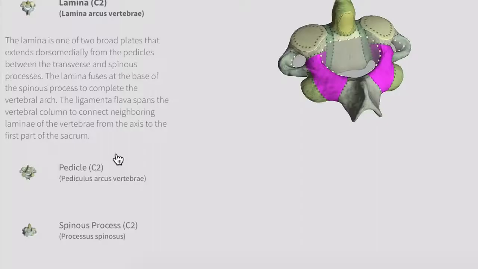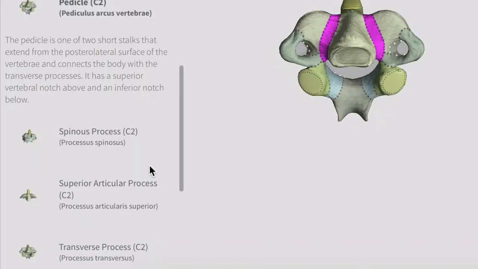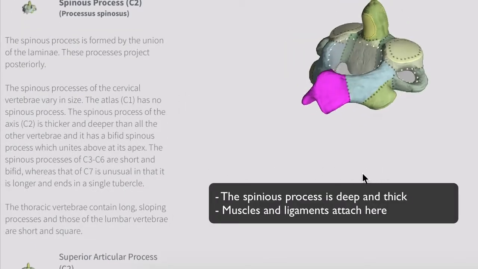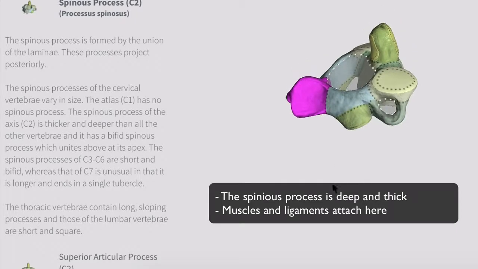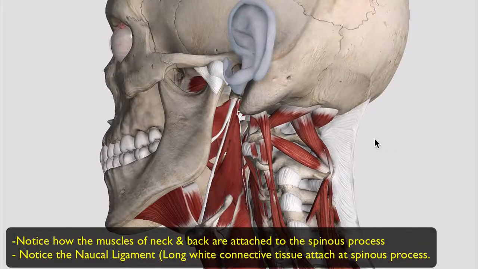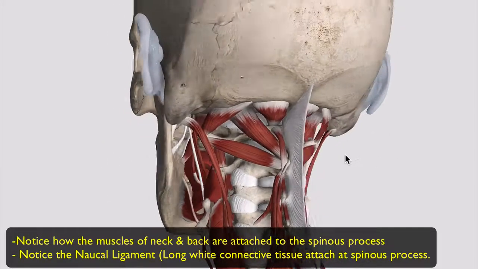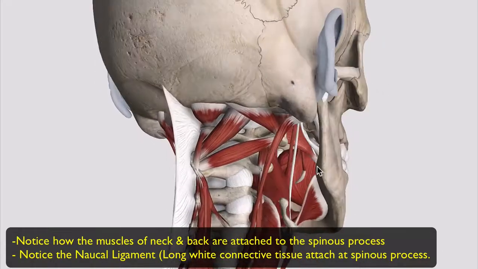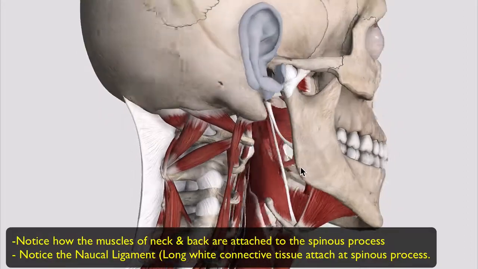And you have the different sections. So the pedicle is over here. The pedicle is one of the two short stalks. And you also have the spinous process, important because the spinous process is a place where the nuchal ligament attaches, as well as the muscles of the neck. So the spinous process is very important.